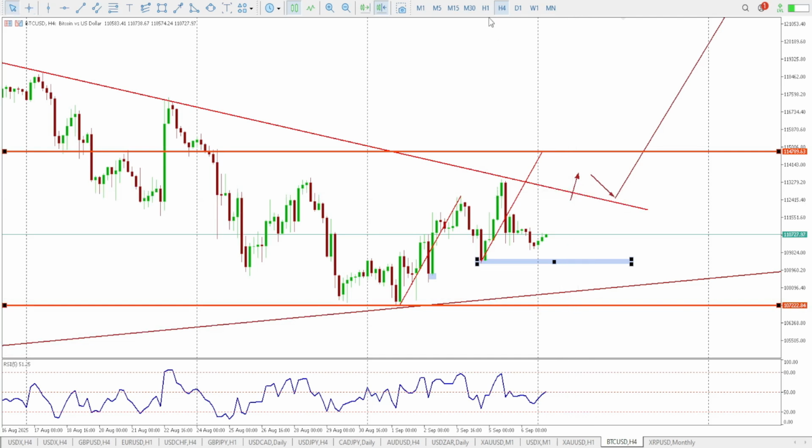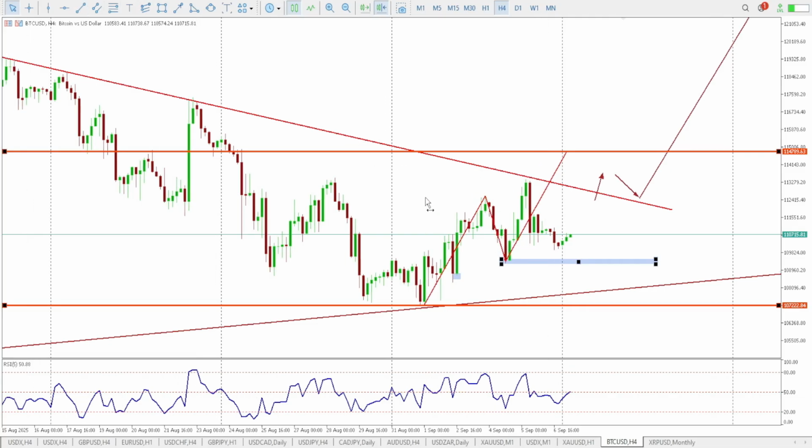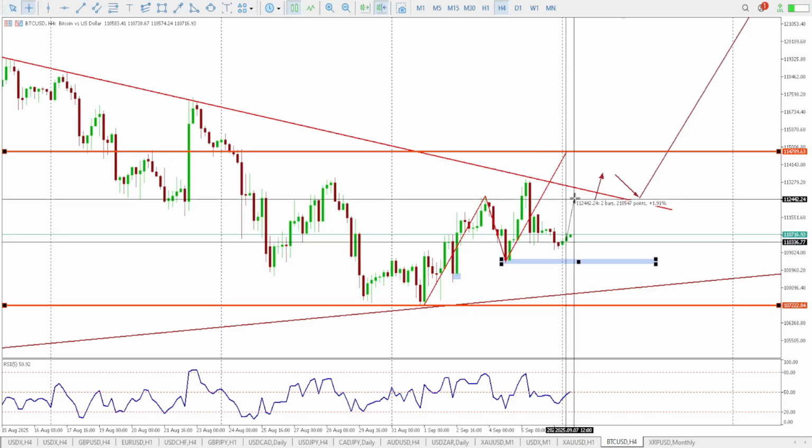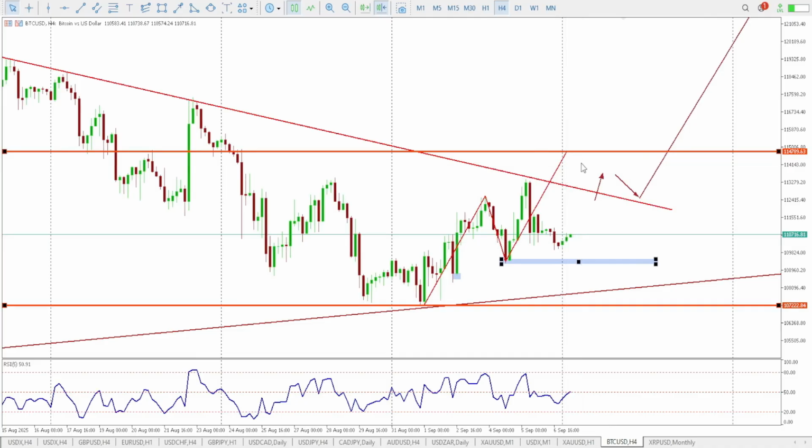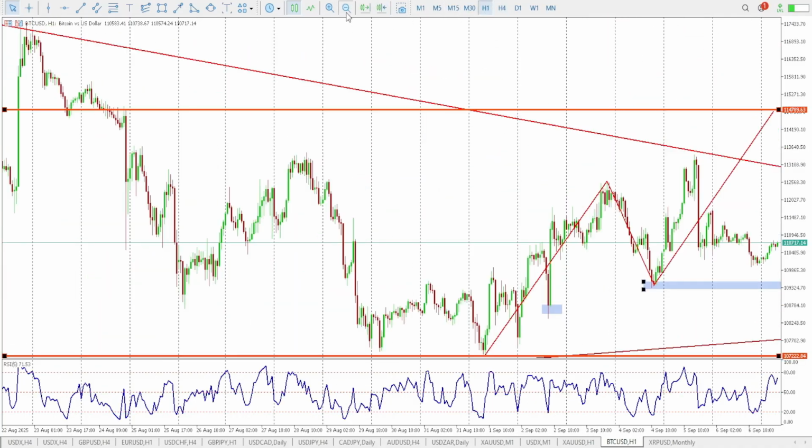Now the more we go to a lower time frame, it can even give us more clear direction as well, but I don't want to go that low, because I want you guys to study this particular strategy, to understand it, to practice it, and I'm sure it will be giving us lots and lots of profits.